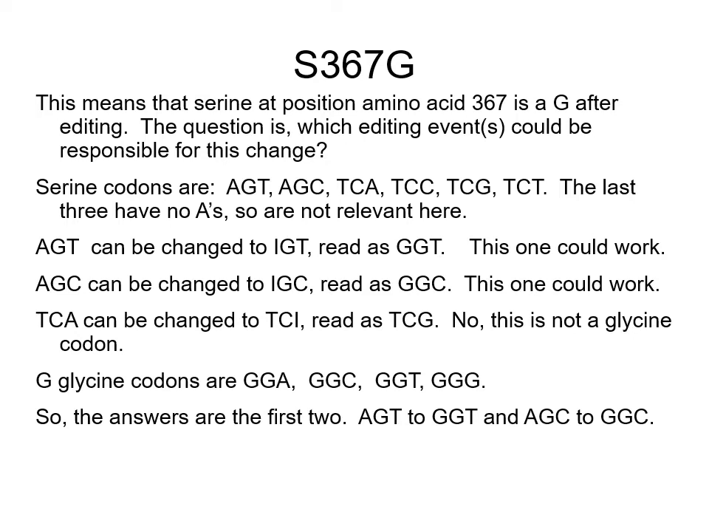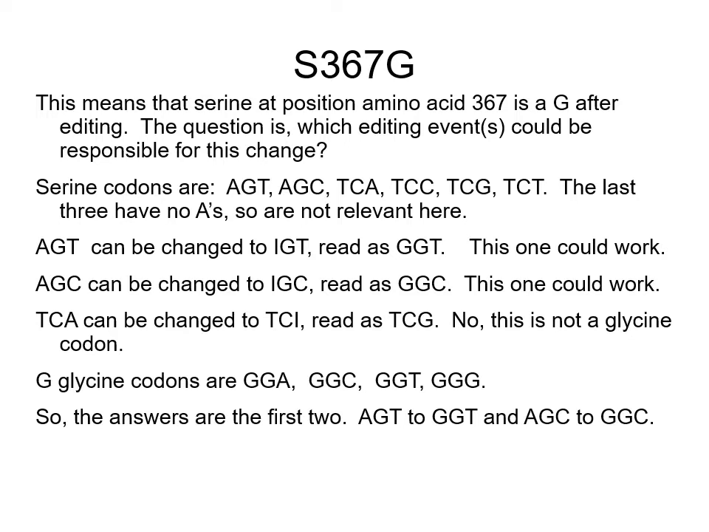Okay, so in terms of nomenclature, this S367G, what that means is that at position 367 in the protein, the original codon reads serine. And that after the editing event has occurred, that codon will now read as a glycine. So the way to approach this is we have to look at the serine codons, because we don't know which serine codon it is. And so we write out all the possibilities. Now there's 6 serine codons. Fortunately for us, the last 3 don't have any A's in them.